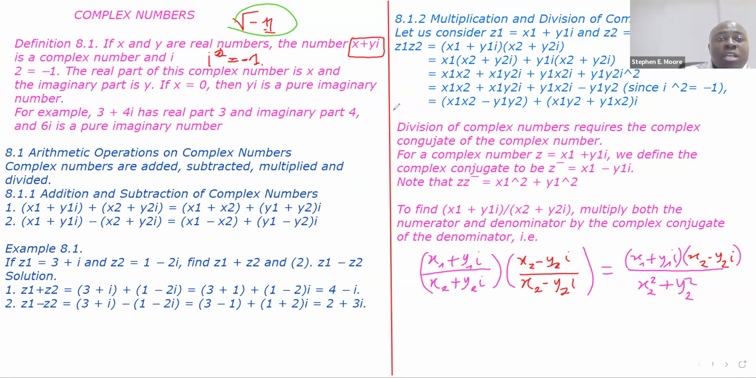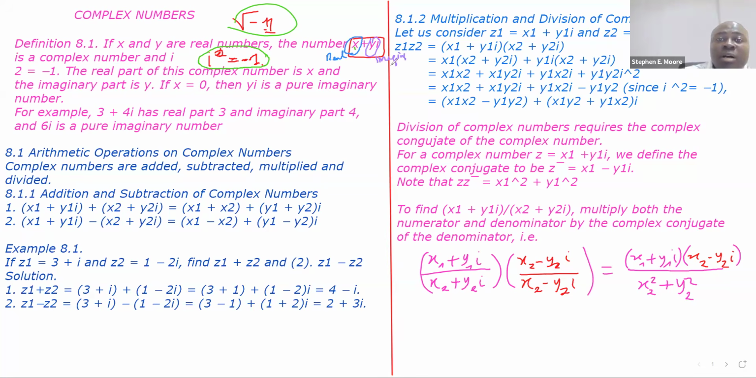If you have x plus iy, then we call the x part the real part. So this part here, we call it the real part. And the y part, we call it the imaginary part.